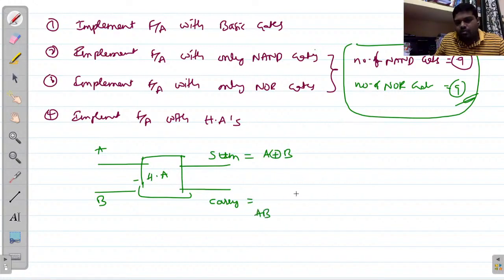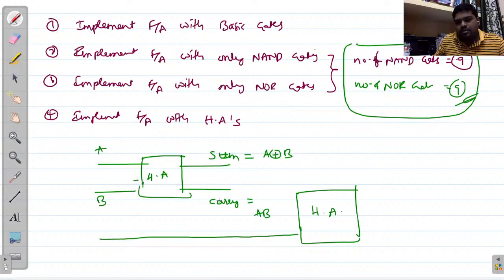Now I will take one more half adder here. Okay, so this is half adder. Okay, now I am providing C input to the second half adder directly, and I will take first input from first half adder, that is A XOR B. So finally here I am getting a sum, that is A XOR B XOR C, right?